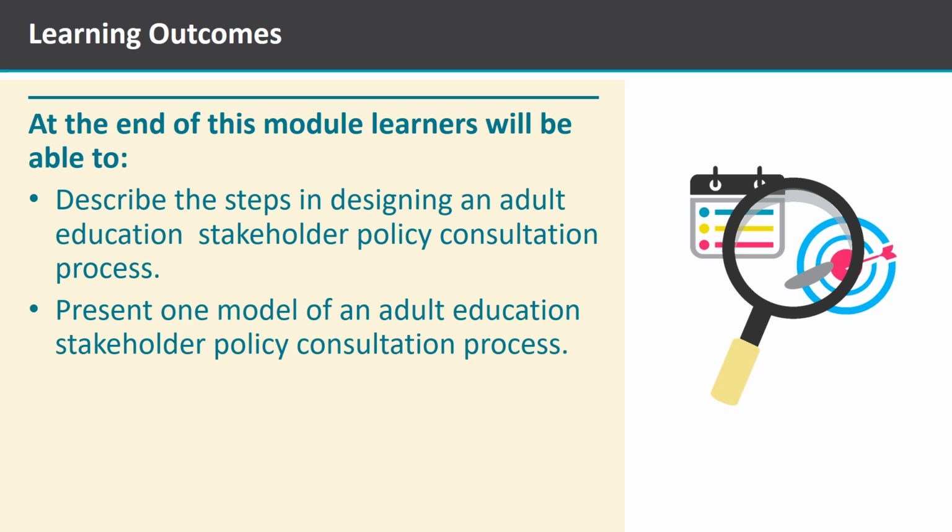The learning outcomes that we expect at the end of this module are, at least, that you will be able to describe the steps in designing an adult education stakeholder policy consultation process, and that you will be able to present one model of an adult education stakeholder policy consultation process that is both appropriate and beneficial to you as a policy maker and beneficial to the engagement of the widest number and range of stakeholders in the whole process.